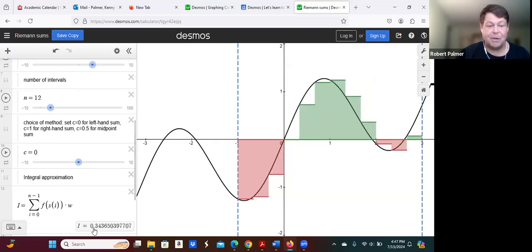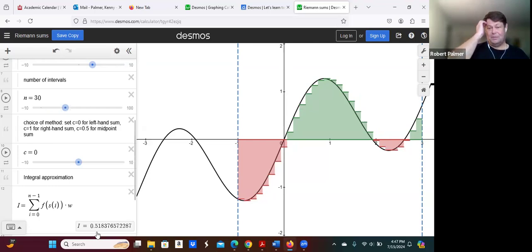You notice my value now is positive. All right, so increase it to about 30. Our value is now about 0.51, about 0.52. You see it's much better than the original one with just 3. 10 times as many. Let's go to 50 rectangles. Now the value is about 0.56. I don't yet know what the value is, but we're getting closer.